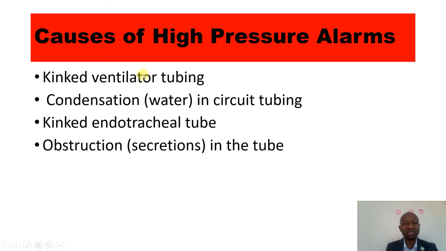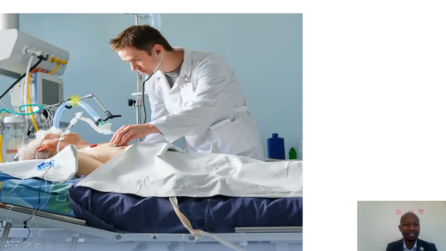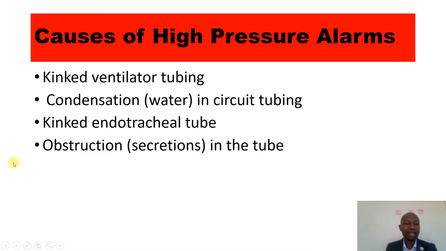Then if there is condensation, for example, water has condensed within the circuit tubing, you see there is a lot of water in the tubing, and it will also narrow the airway, and that will lead to a high pressure alarm. If the endotracheal tube itself has kinked, now this time not the ventilator tubing, but the endotracheal tube. As you can see, this is the ventilator tubing, but now this is the endotracheal tube, the tube that actually enters the patient's trachea. And then the obstruction, for example, if there is too much secretions in the tube, that will also lead to a high pressure alarm.